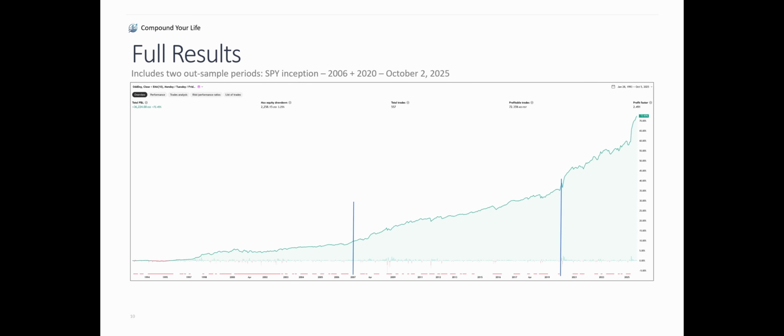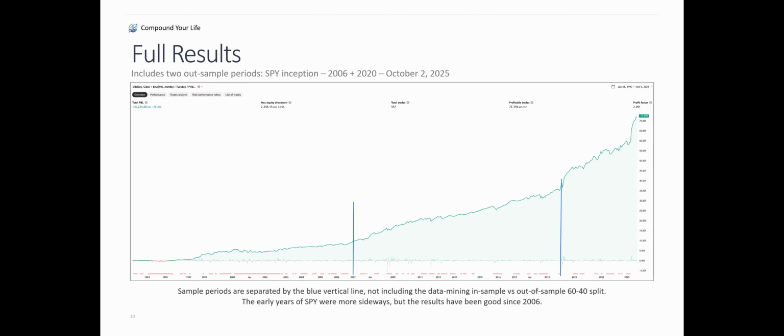And then if we look at the full results, this is including technically 2 out of sample periods. If you remember, we built the strategy by data mining from 2007 to 2019. And SPY has been around since 1993. So we technically have an out of sample period of 1993 to 2006, and then an additional out of sample period from 2020, which includes the COVID crash through present day, which would include the 2022 bear market. So this is what the results look like for this strategy. And then I placed a blue vertical line to separate the different sample periods.